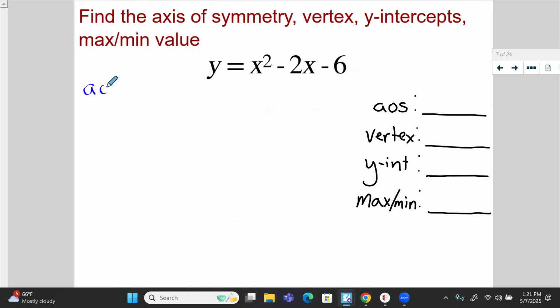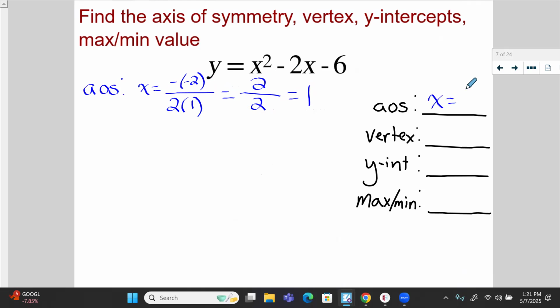So to find our AOS, x equals -b, so -(-2), all over 2 times a, which is 1. Now we do our math. Negative and negative is a positive. 2 divided by 2 is 1. So our AOS, x equals 1.